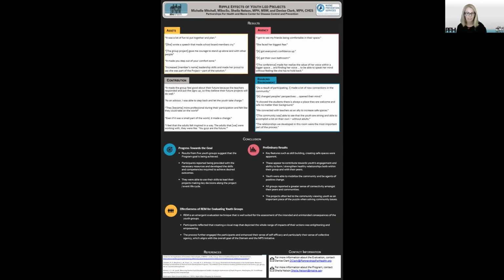The 4 boxes at the top of this page of the poster include some quotes that were collected during the REM sessions and coded to the 4 different areas of the PYD framework. So starting with assets in the top left corner, assets include the ability to identify an issue, absorb information from multiple sources, and evaluate options to reach a reasonable conclusion. This was evident in all of the groups that participated in a REM session.